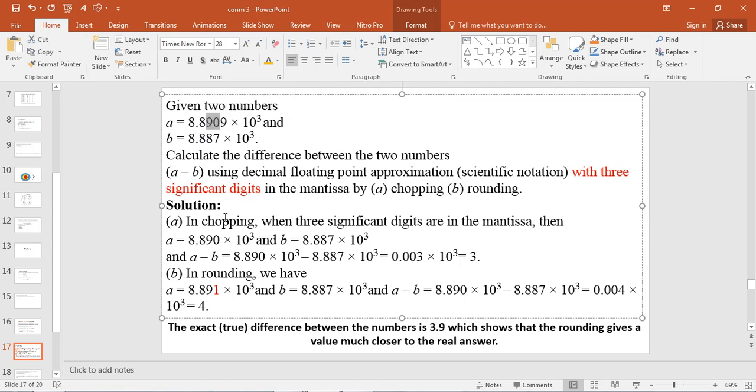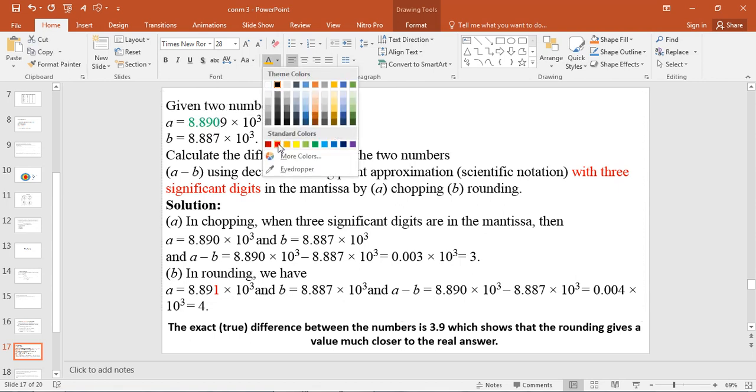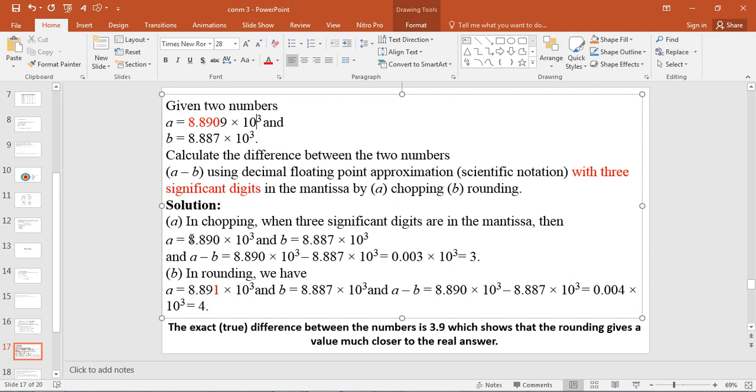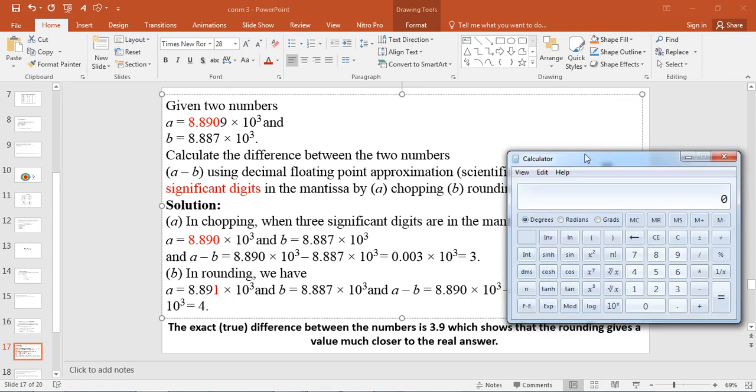So first in chopping, we are directly going to cut it at this point. So I have this over here. And b is of 3 decimal places only because it was mentioned over here. So let's see whether it is true or not. 8.890 minus 8.887. So you see it's 0.003. When I multiply by 10 to the power 3, I am going to get 3, isn't it? So I'm going to get 3 only. Okay. Now let's do the next one.